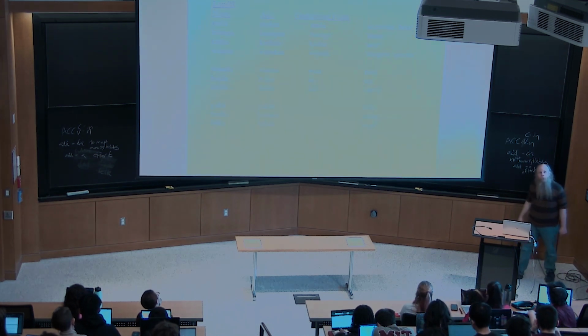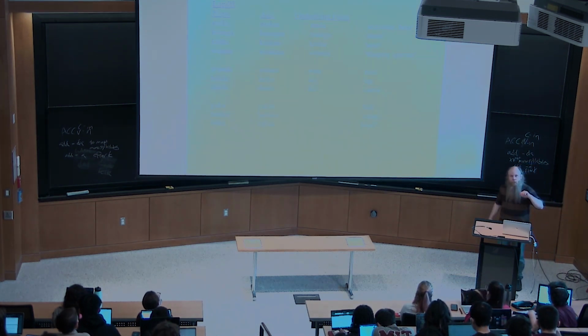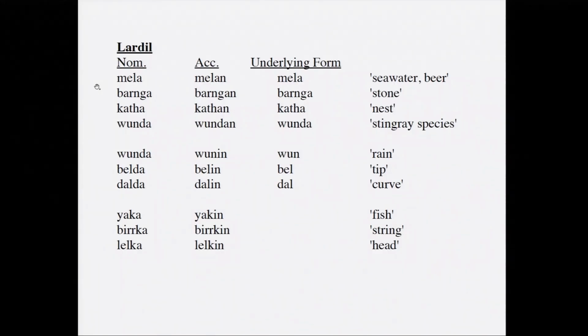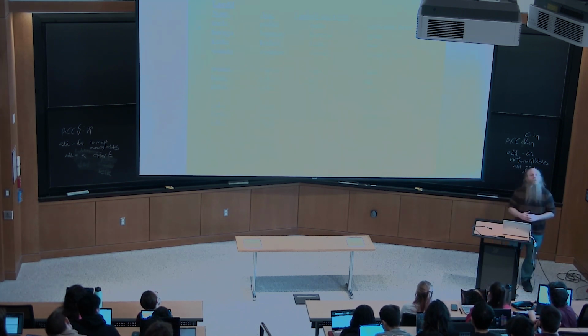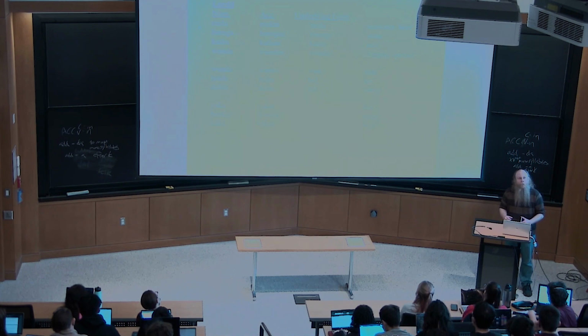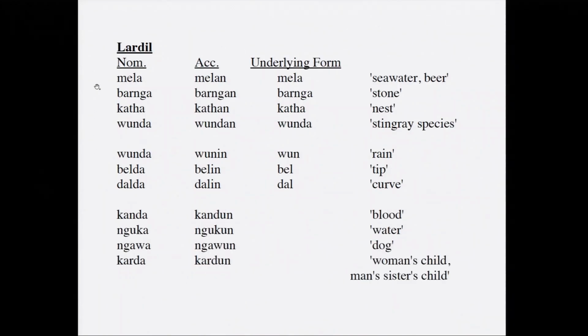Yeah, Joseph? Do you not have two stops in a row? You cannot have two stops in a row. Yakda would break that. That's right. There aren't any Lardol words that have two stops in a row. Yeah, that's true. Okay. So yeah, yak, birk, and ralk.